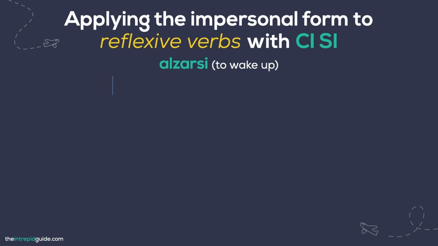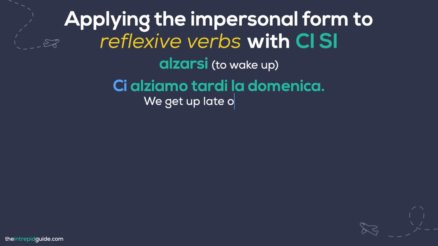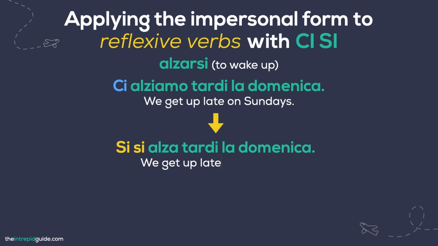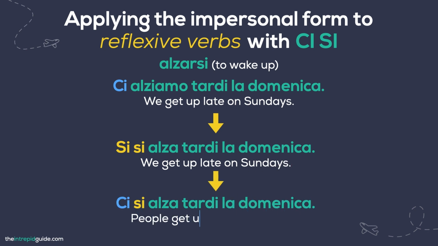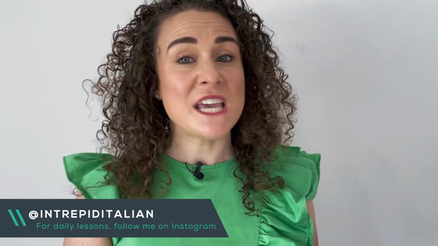For example, consider the verb alzarsi, to get up. "Ci alziamo tardi la domenica." We get up late on Sundays becomes "Si alza tardi la domenica," "Ci si alza tardi la domenica." People get up late on Sundays. Notice how the sentence sounds smoother when using ci si instead of si.